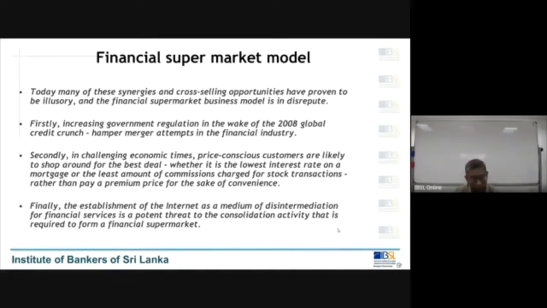Say, for an example, a financial institution engages in banking, then engages in insurance, as well as securities businesses. We call them a financial supermarket or financial conglomerate. Remember, what is the financial conglomerate or financial supermarket model? It is a financial institution engaged in banking, insurance, and securities businesses. We call it a financial conglomerate.